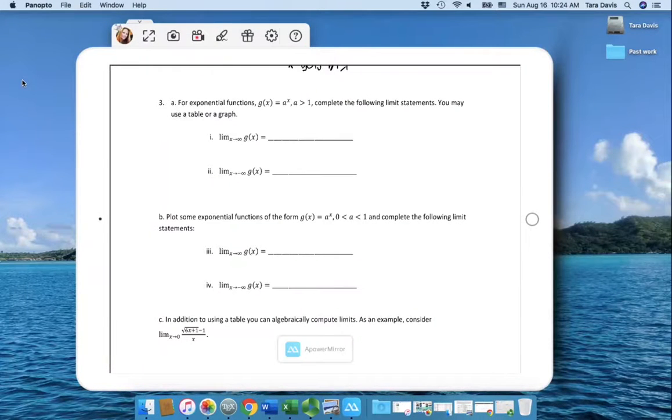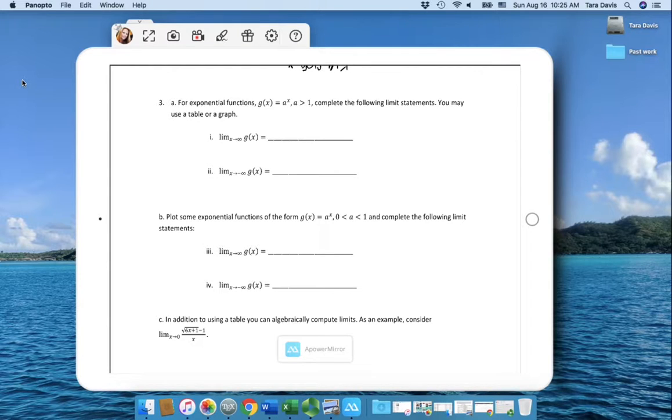Okay, welcome back to Investigation 1. So now we're going to do a few more limit statements. I'll use the three different methods again. And for problem 3, we're trying to make a general conclusion about exponential type functions where the base is either greater than 1 or between 0 and 1.